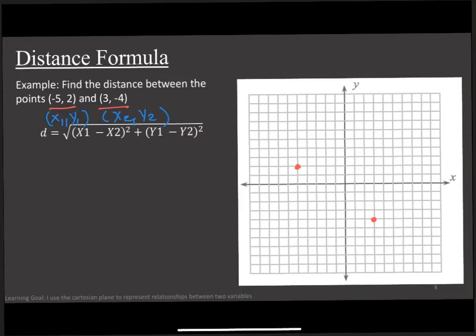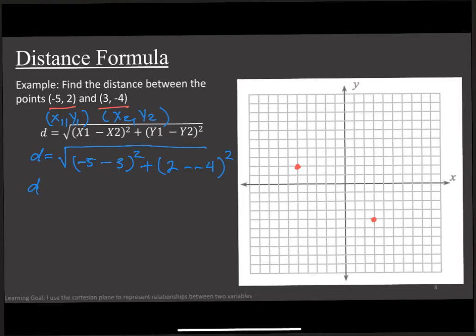So now all we have to do is go in and replace your x's and your y's into the distance formula to figure out what the distance is. So here, in the first set of parentheses, we're going to have x1, which we said was -5, minus x2, which is 3, quantity squared. And then plus y1, which is 2, minus y2, which is -4, quantity squared.